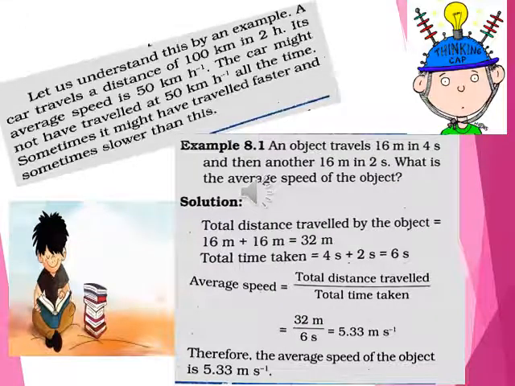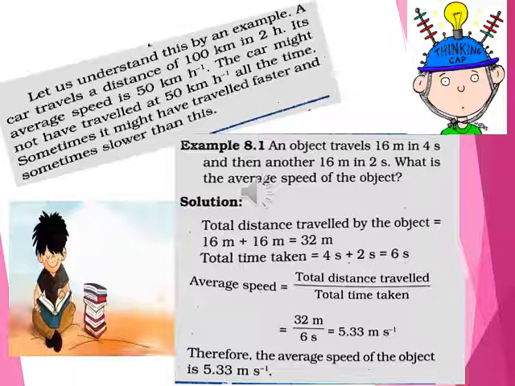Let's now solve an example which is based on the formula of the speed. Let's understand this by an example. A car travels a distance of 100 km in 2 hours. Its average speed is 50 km per hour. The car might not have traveled at 50 km per hour all the time. Sometimes it might have traveled faster and sometimes slower than this speed. But the average speed is given as 50 km per hour.